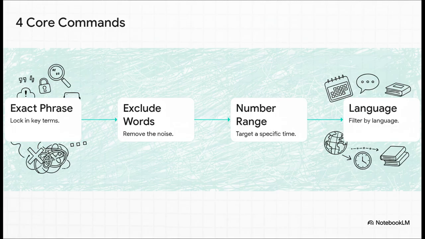So, let's just boil it down. These are your 4 superhero moves. Use exact phrase to lock onto your target. Use exclude words to get rid of all the junk. Use number range to travel through time. And of course, you can filter by language. That's it. That's the core of it.